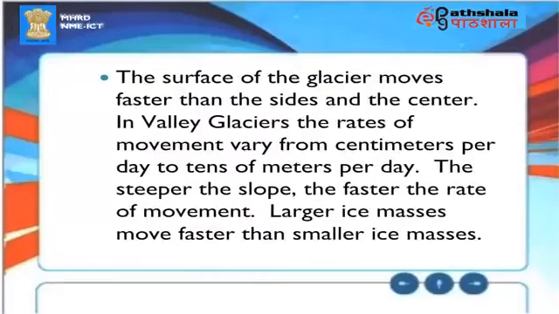The surface of the glacier moves faster than the sides and the center. In valley glaciers, the rates of movement vary from centimeters per day to tens of meters per day. The steeper the slope, the faster the rate of movement. Larger ice masses move faster than smaller ice masses.